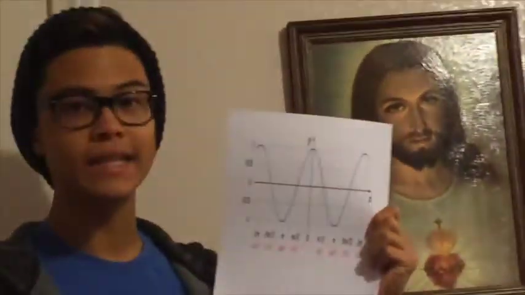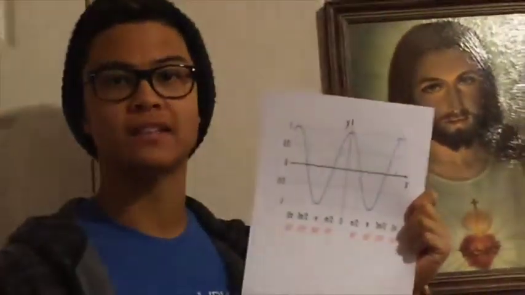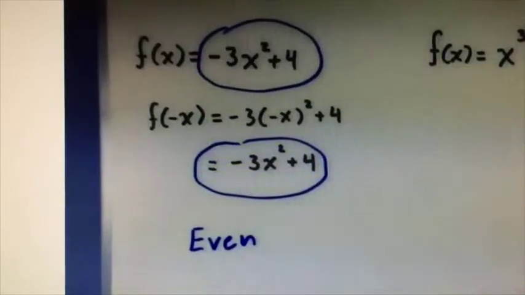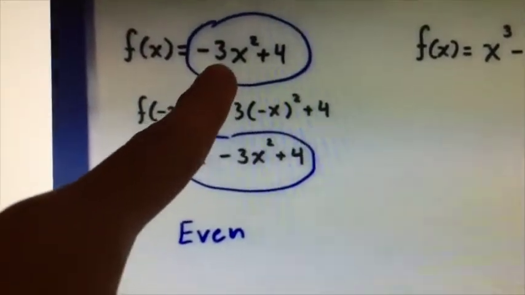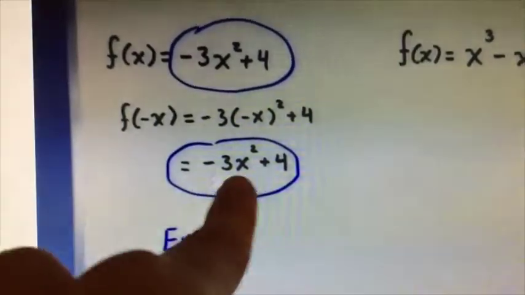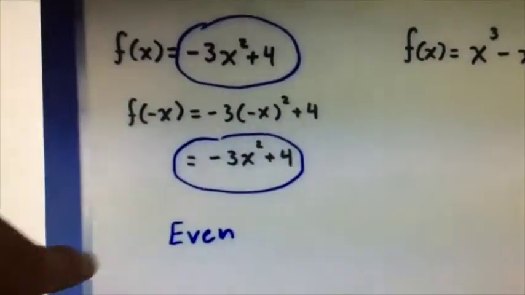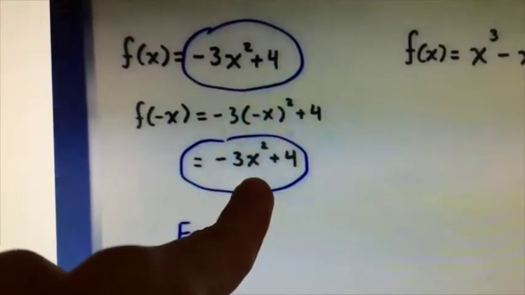Cosine is an even function. As you can see here, it is symmetrical along the y-axis. It's even. To tell if a function is even, you must plug in negative x for x. And if the signs come out the same after doing all the work, then it's even. See how it's a negative 3x here and a negative 3x here?